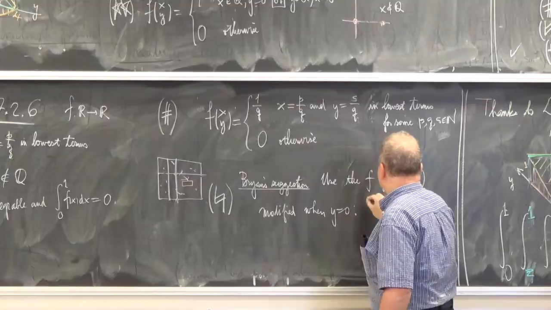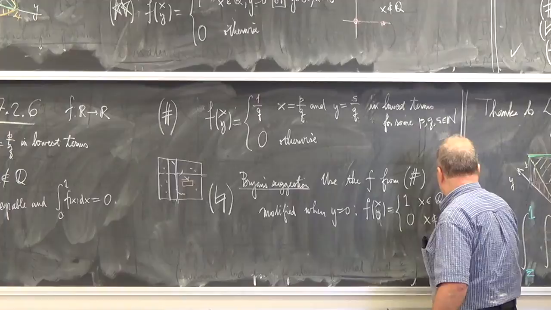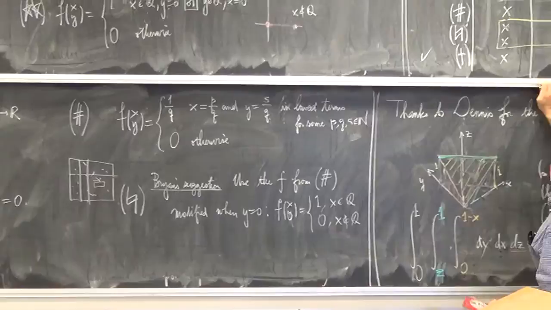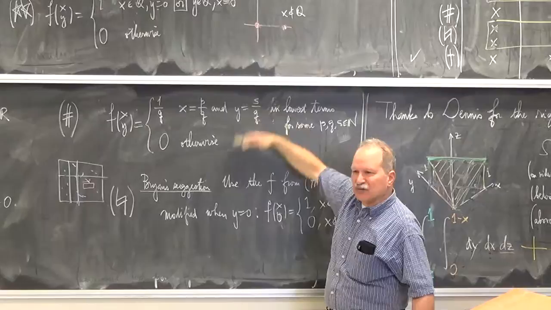Make it be, when y is 0, let it be 1 when x is rational, and 0 when x is not rational. Well, then you've messed up the iterated integral on the inside integral when y is 0, therefore this iterated integral doesn't exist. But you've still got the x here because of having done this, and you haven't messed up the other iterated integral because of the same reason we gave for this. End of class.